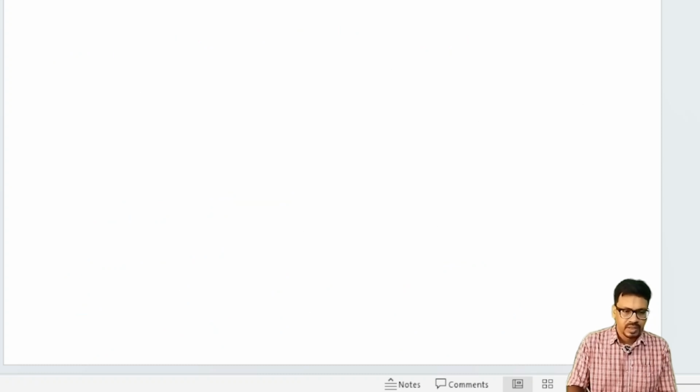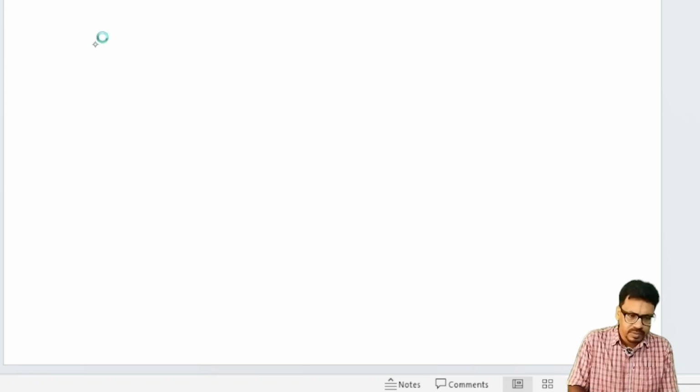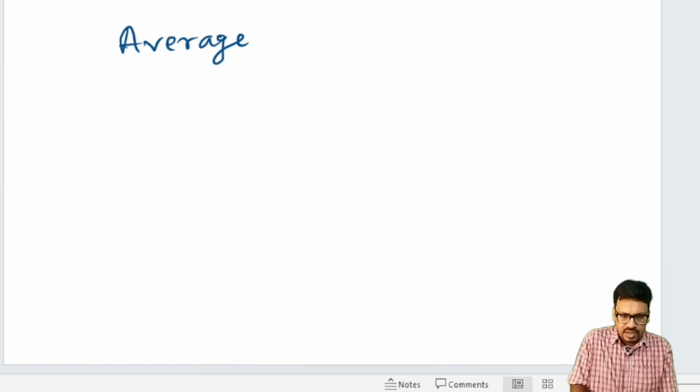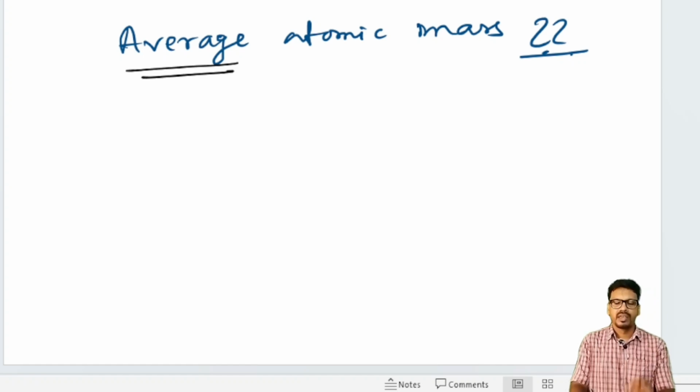Now, let us consider the average atomic mass. What is the average atomic mass? This is very interesting. What is called average atomic mass? Now, let us see. Average means an element contains various types of isotopes. Clear?